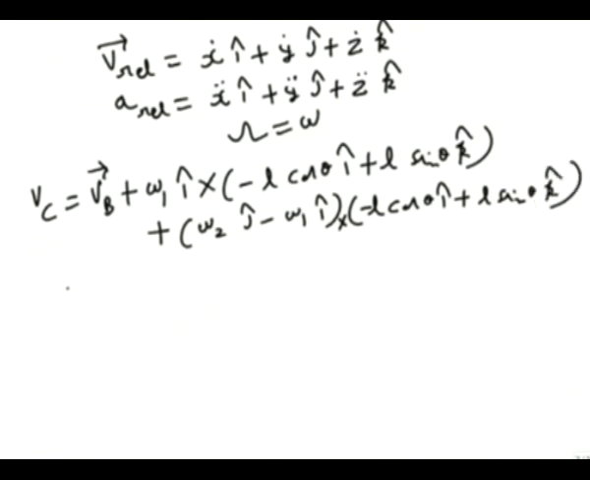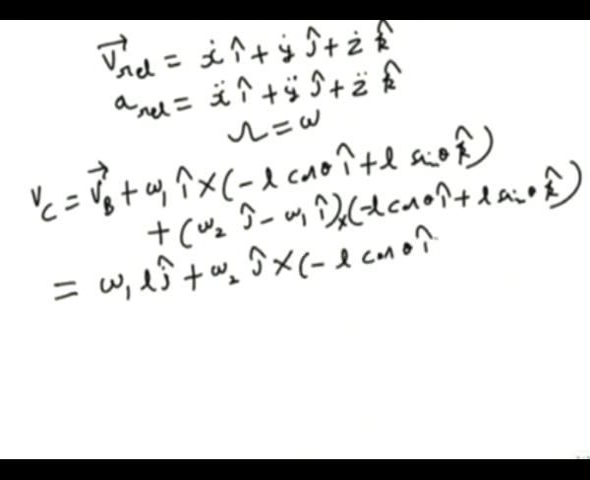If we simplify, this becomes omega 1 L j plus omega 2 j cross (minus L cos theta I plus L sin theta k). So we get the same equations as we got before, the same velocity. Therefore one can take different axis systems and get the same result.